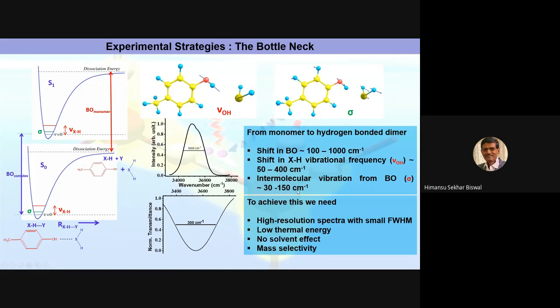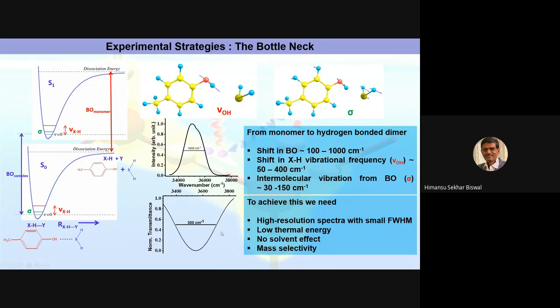If you look at the vibration spectra, if you take this paracresol OH in a non-polar solvent like cyclohexane, it is broadened by about 300 wave numbers full width at half maximum. I cannot use condensed phase solution spectroscopy or solid state spectroscopy to monitor the changes if the change is within the broadening. How can I conclude what is happening?